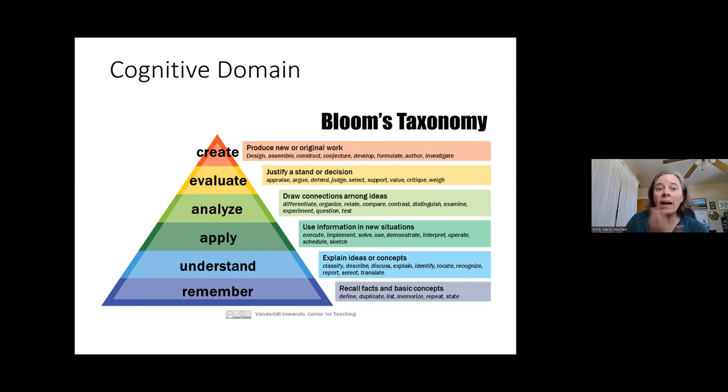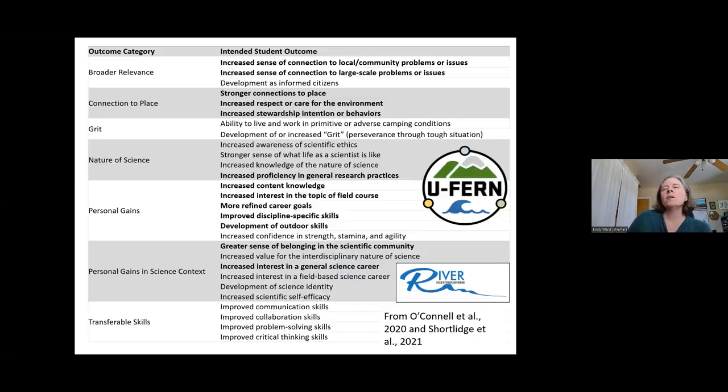Certainly an intro class might have lower level outcomes, maybe to start, than something in a capstone course for a major, right? So this is a really texty slide, and I don't want you to read all the stuff. But what I have it up here for is that UFERN, the Undergraduate Field Experiences Research Network, and the RIVERS Network have surveyed their faculty members in the network to get a sense for whether there are some common student learning outcomes for people that teach in the field.